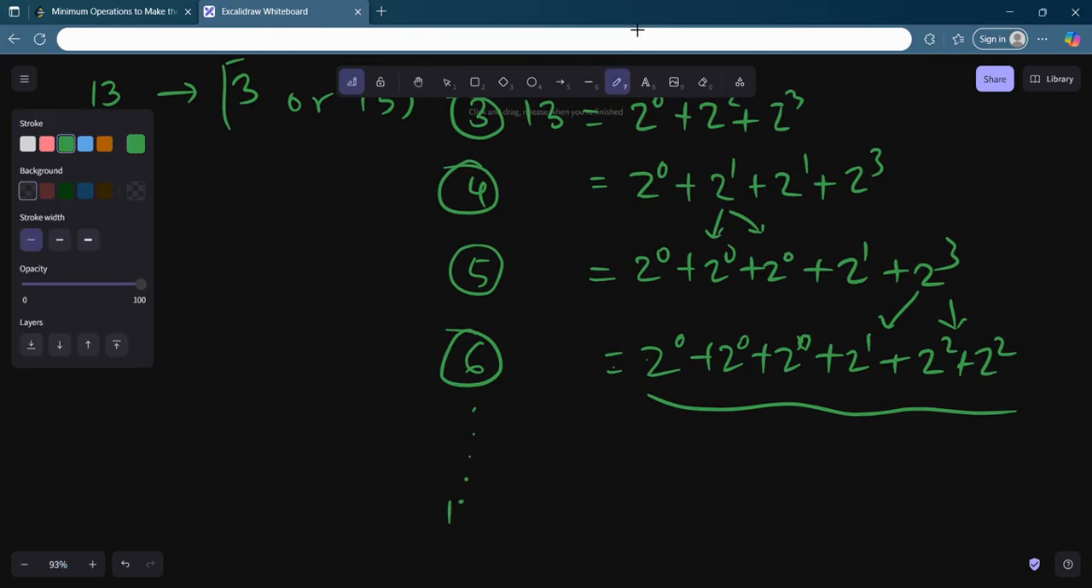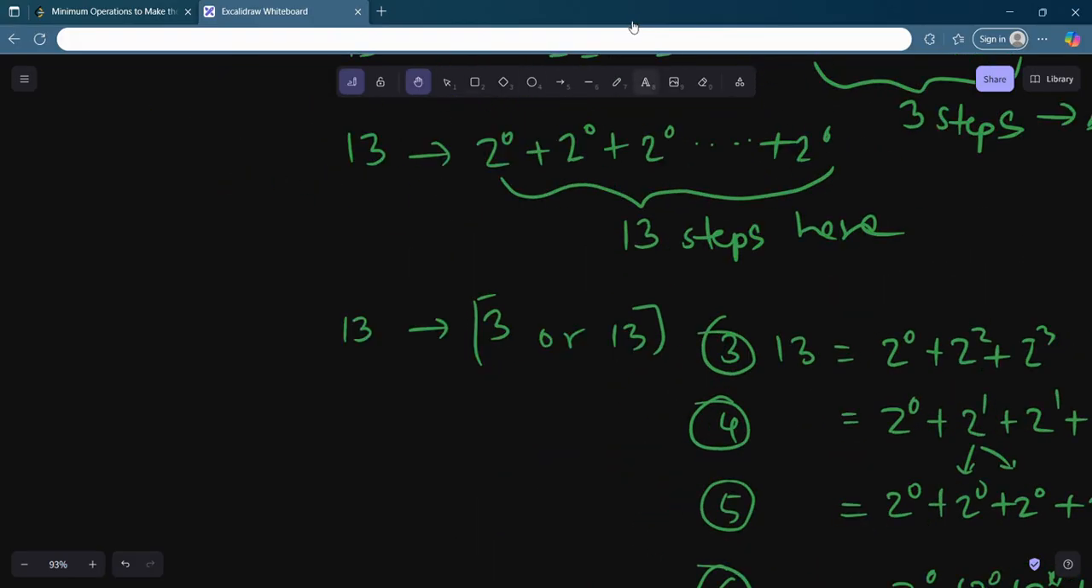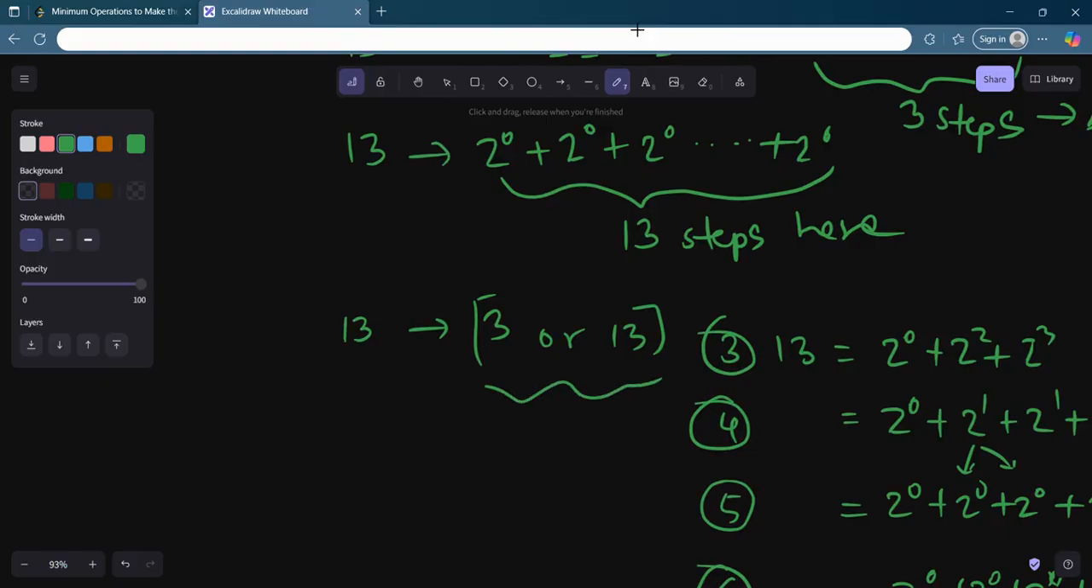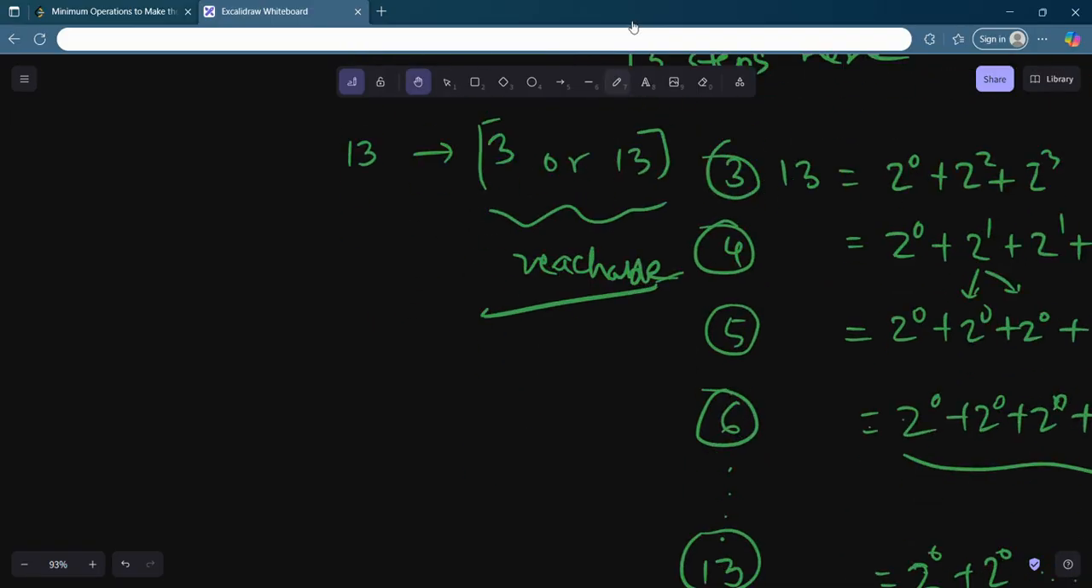So you can keep going every step, you can keep going every step till 13 till you reach 2 to the power 0. So what do you observe from here? What exactly do you observe from here? Every possible step from 3 to 13 is reachable.